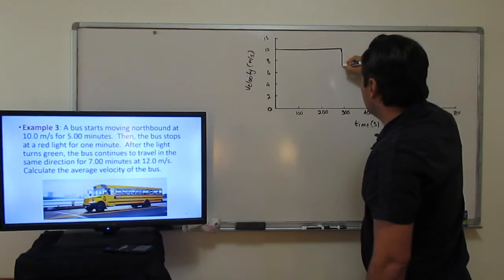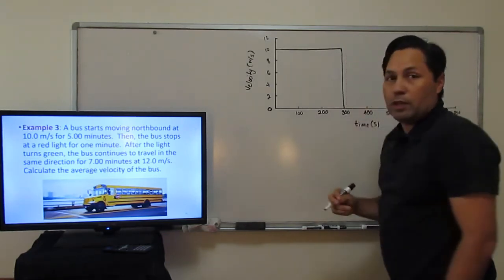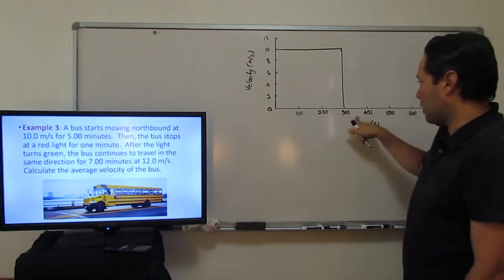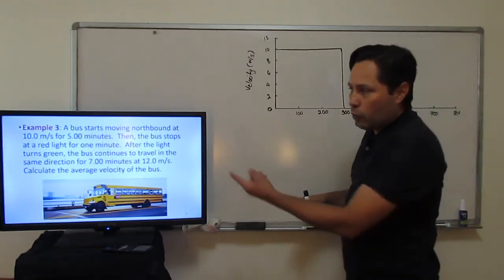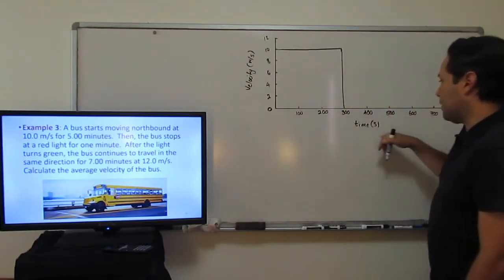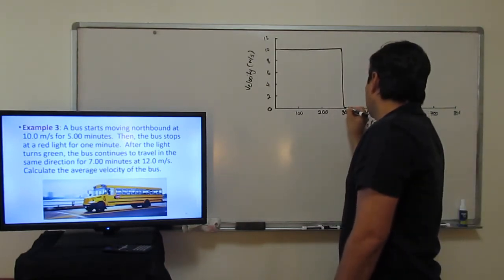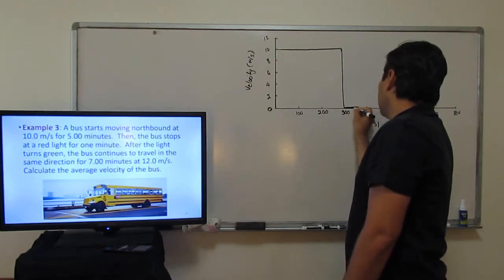What will be the velocity of the bus once it has to reach a full stop? Well, it's going to be 0 right here. How long is it there? For 1 minute. In my time, I have it in seconds, so I'm going to put 1 minute. So that's 360 seconds.